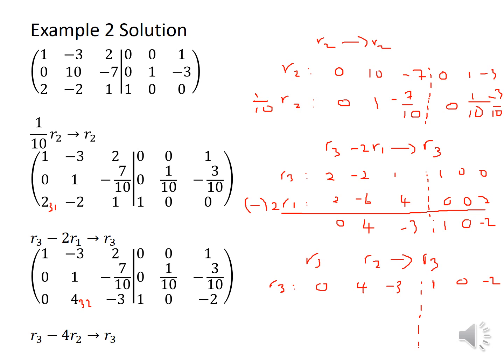Look at the second column. The 4 is at the second column. So at the second row, second column, the element is 1. So we need to multiply 4. Here should be 4. So we need to multiply 4.